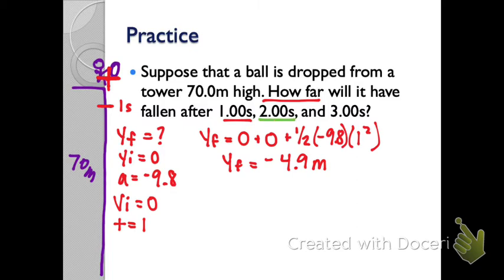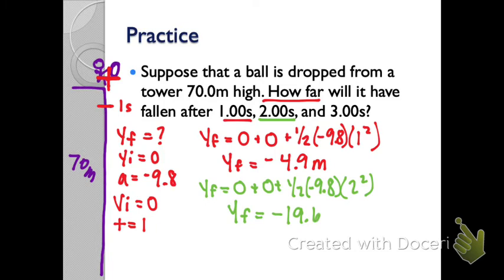Okay, so now let's do the same thing after 2 seconds. Can I just use the same equation and all I need to do is change my time, right? Yeah. I don't need to even worry about what happens after 1. I'm just going to start again from 0 and see where I'm at after 2 seconds. So y final equals 0 plus 1/2 negative 9.8 times 2 squared. So y final equals negative 19.6 meters.